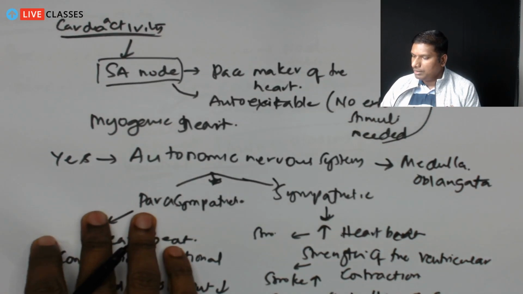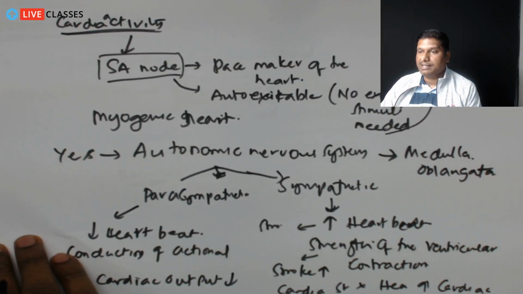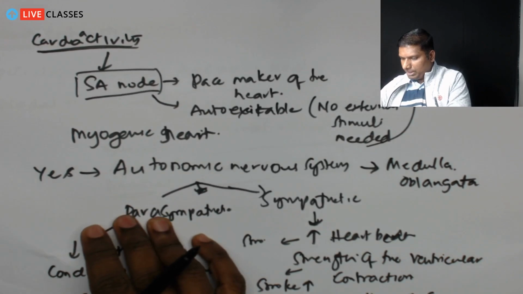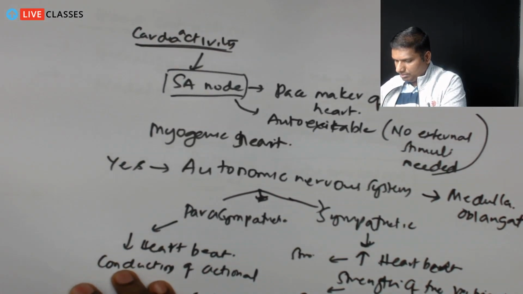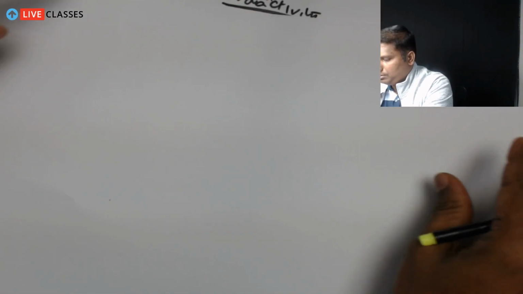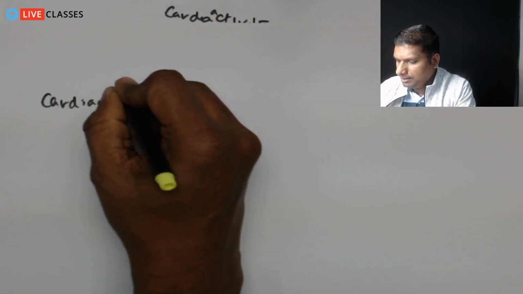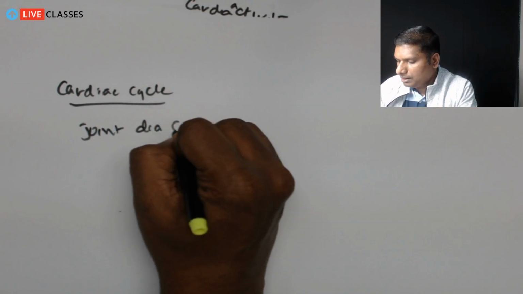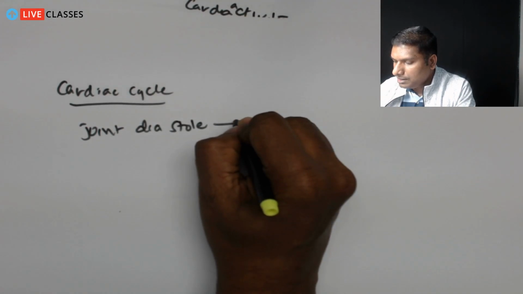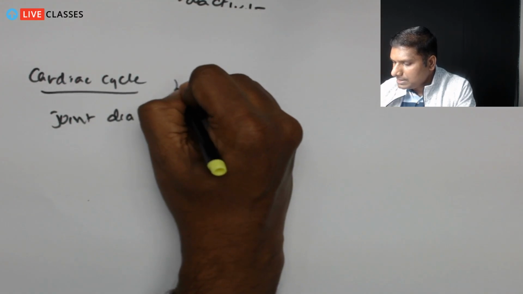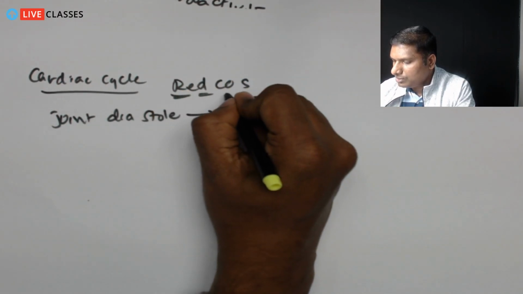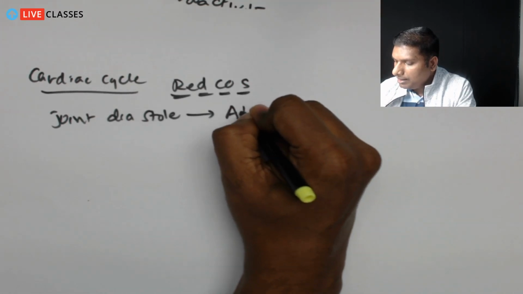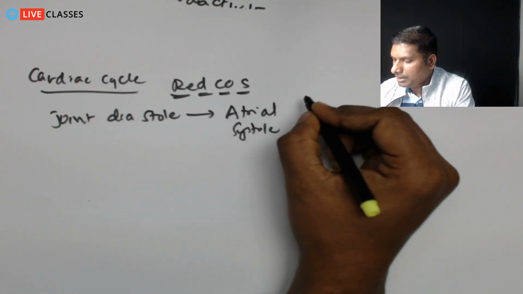So this is about the various aspects of the cardiac cycle and about your ECG. Let me just quickly summarize. The cardiac cycle starts with joint diastole where both atria are relaxed. Then the atria will start to contract. Relaxed state is diastole, contracted state is systole. So the blood starts to fill up and then the atrial systole will happen, the contraction.